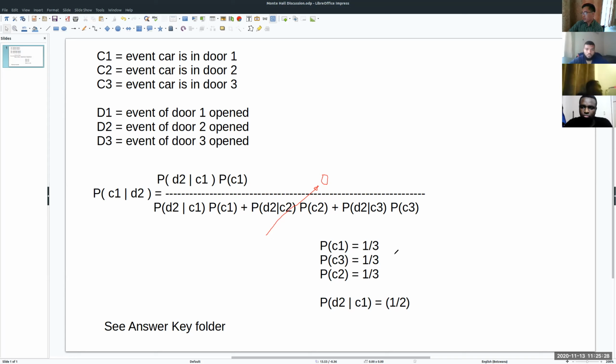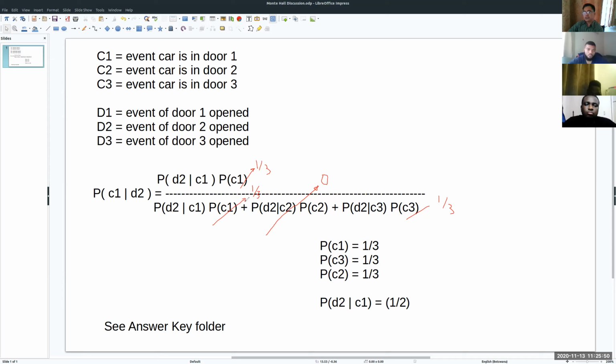So now, all of these are one third. So this is one third, this is one third, and this is one third.